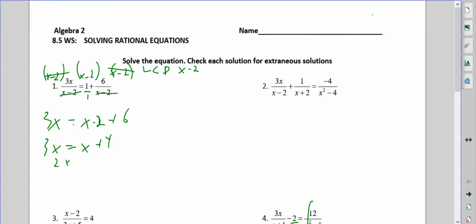Subtract x, divide by 2, and x equals 2. But the problem is, if I plug that in here, it's extraneous. So x can't be 2, even though x is 2. So there's no solution.